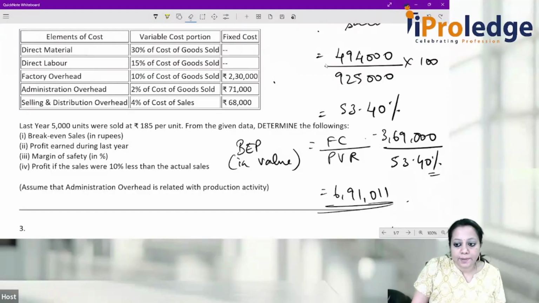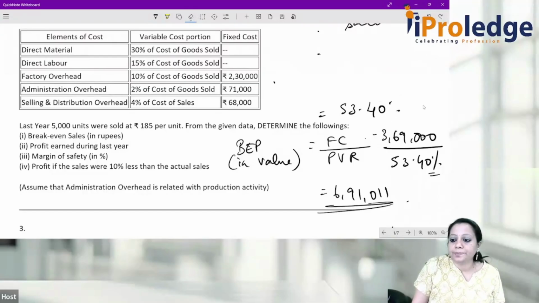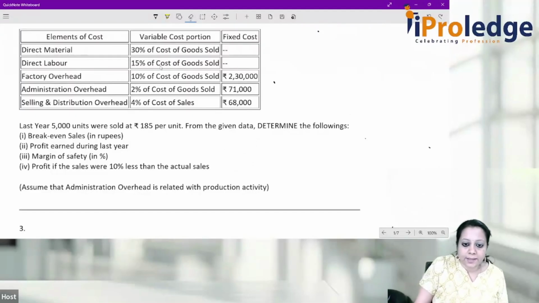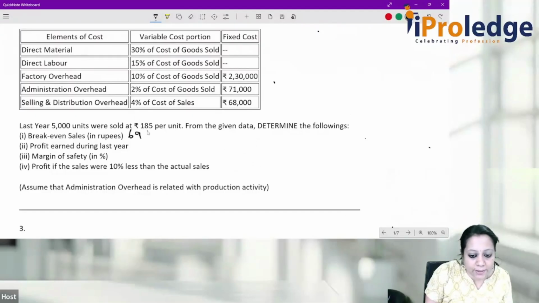So where is it now? Yes. So first answer is how much? 6,91,011. Profit was already we calculated 1,25,000, right?